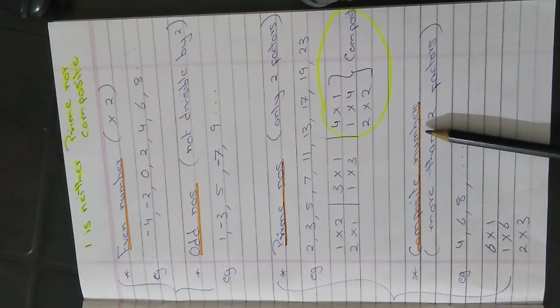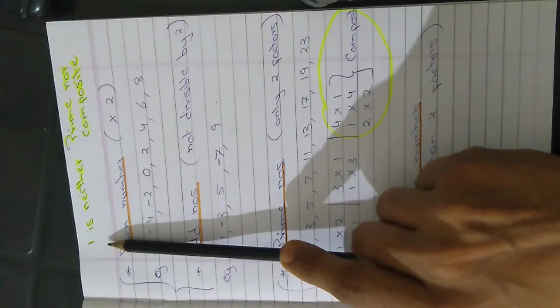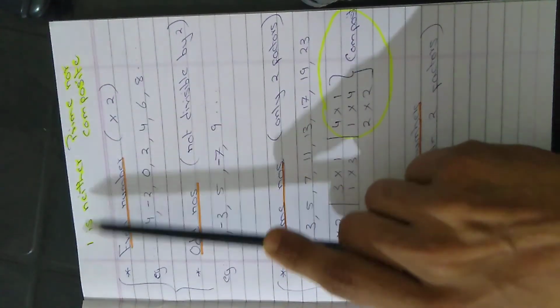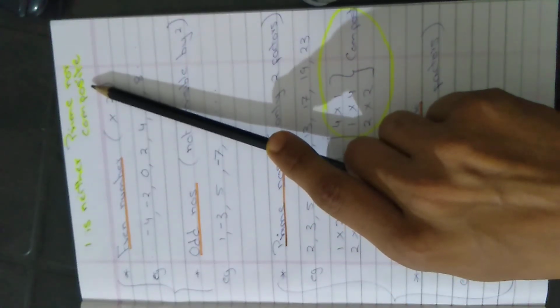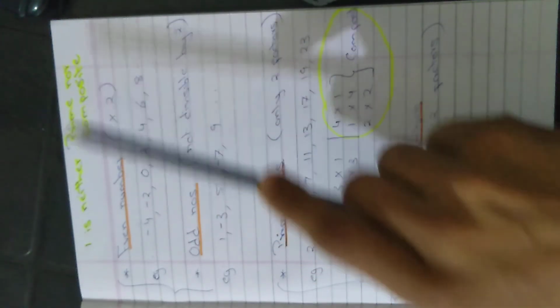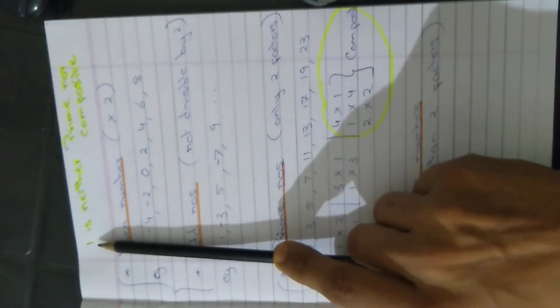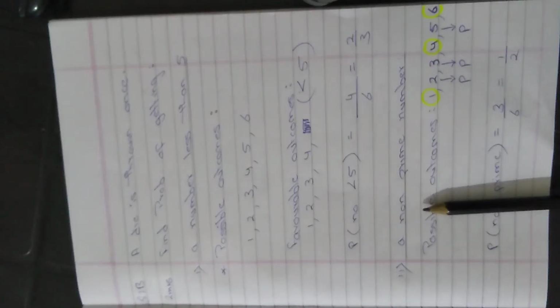Now there is something very important which you have to remember. Number 1 is neither prime nor composite. 1 cannot be a prime number and it cannot be composite because 1 is having only one factor. So I hope guys you have understood the definition for prime numbers.